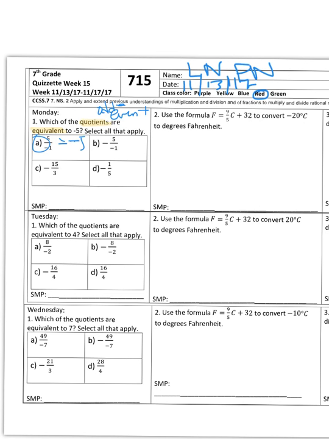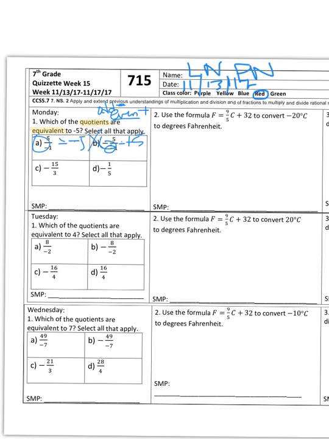B, you have -5 over -1. A negative divided by a negative is positive. Or you can think about this: I have 2 negatives. 2 is considered even, so my answer is going to be +5. This is not equal to -5.